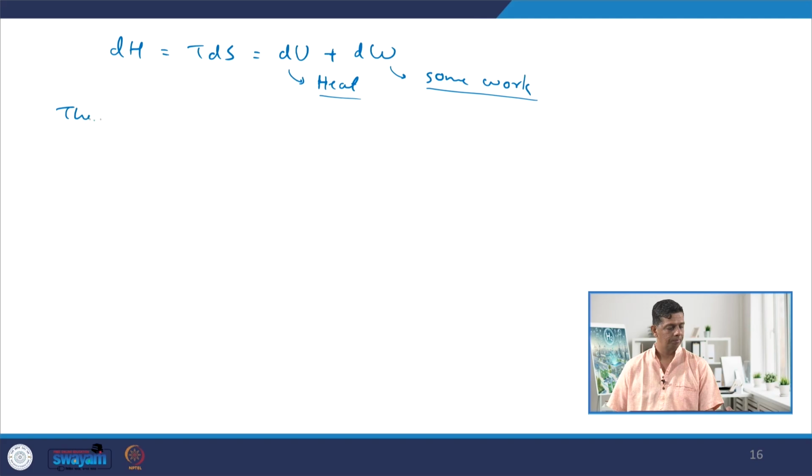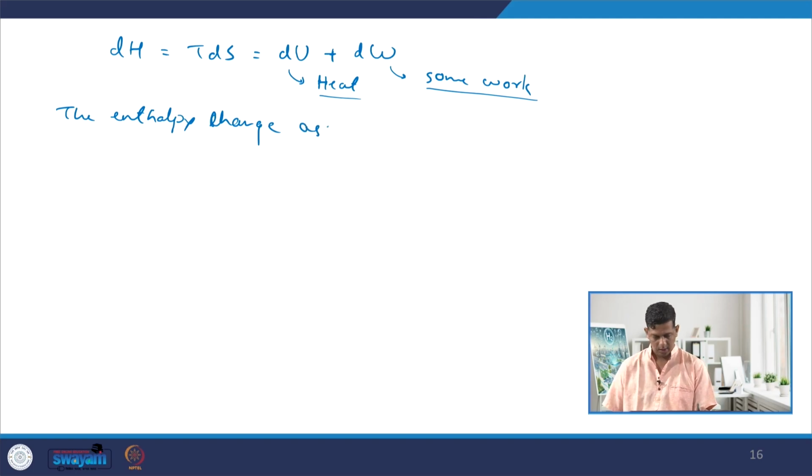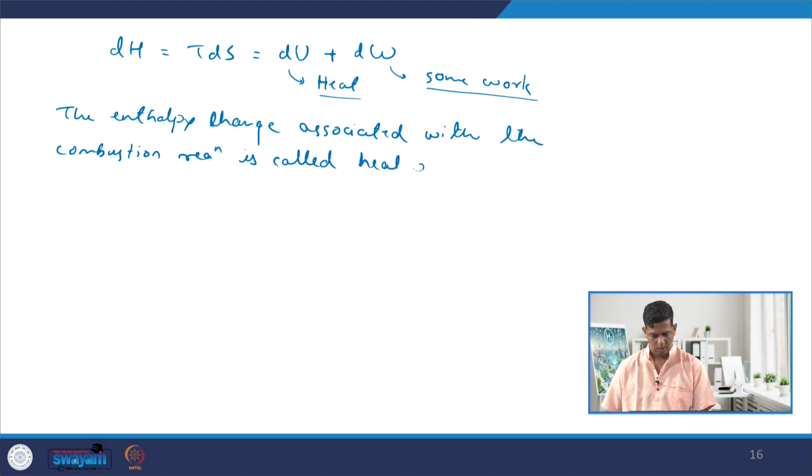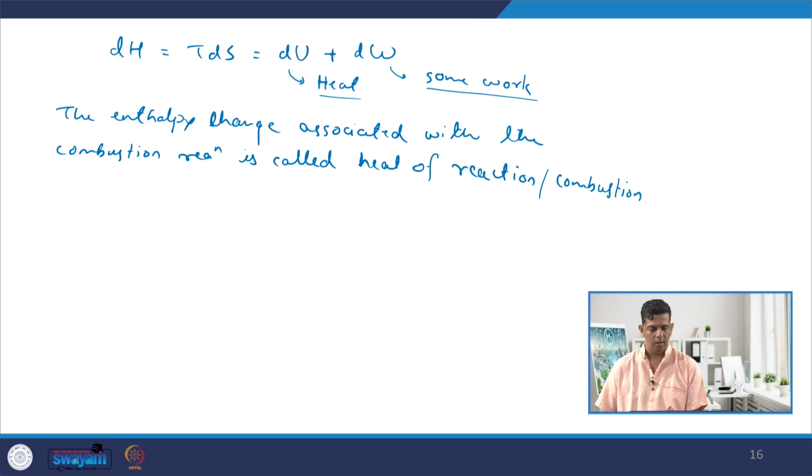So this enthalpy change associated with the combustion reaction is called heat of reaction, or I would say heat of combustion. So if we have a combustion of H2 and O2, this enthalpy we will call heat of reaction, otherwise it will just be an enthalpy.